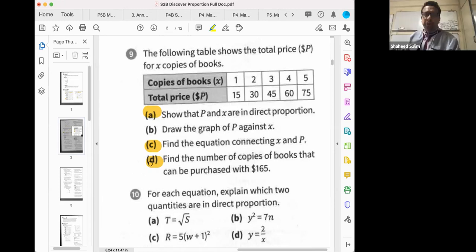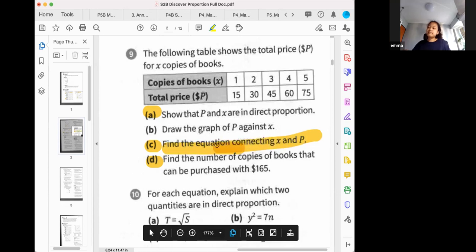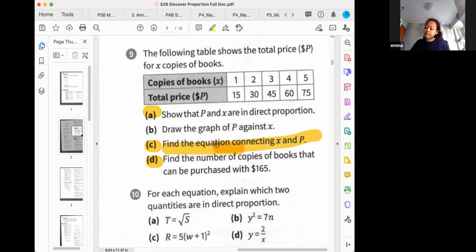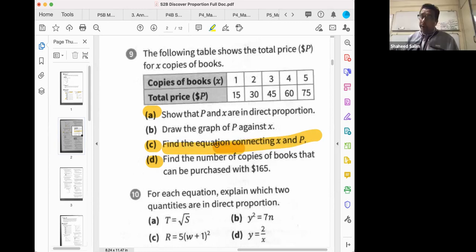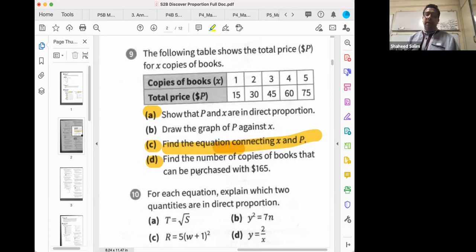15. So is it in that proportion? Yes, all of them are 15, right? Can you form the equation? Y equals 15. Well done. Y equals 15P, or P equals 15X, or X equals 15P? Which one? P equals 15X. Well done. Okay, now the next one, the last one.